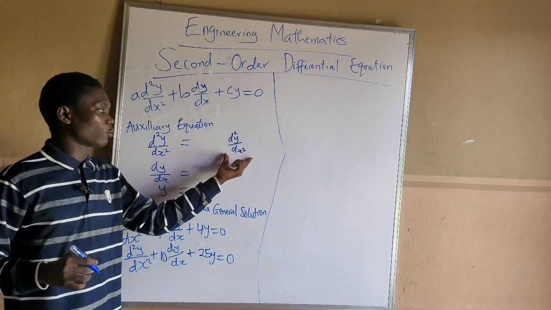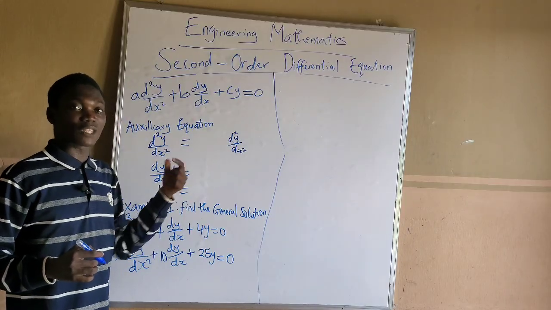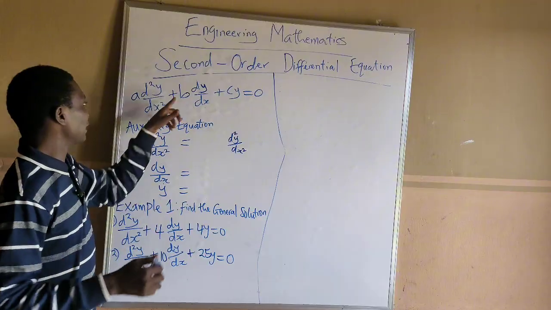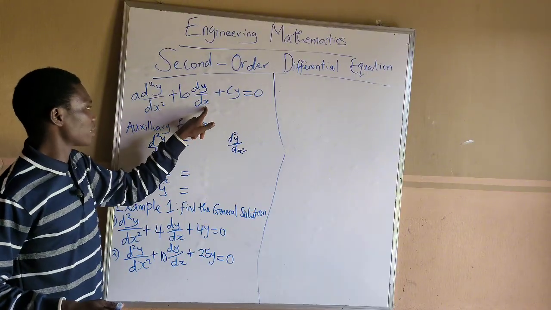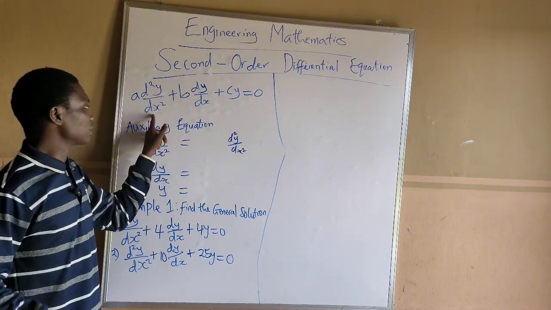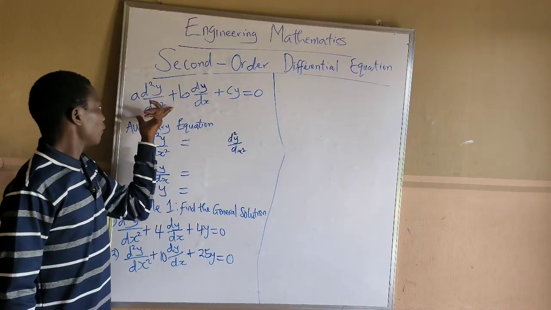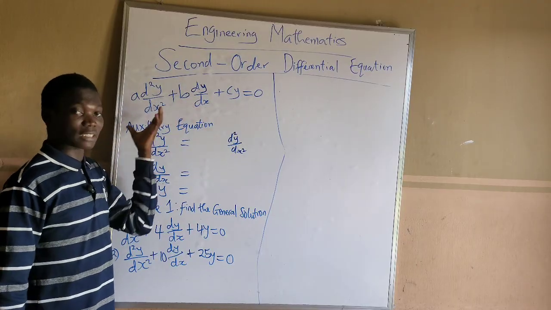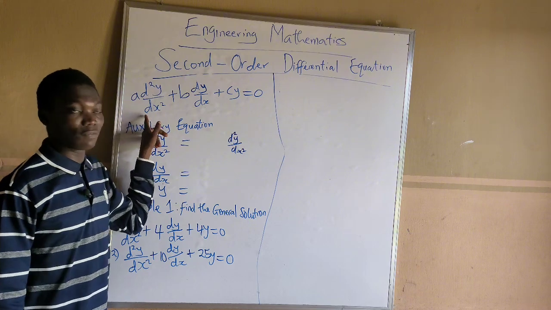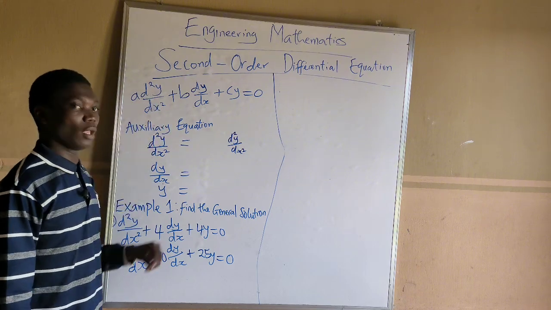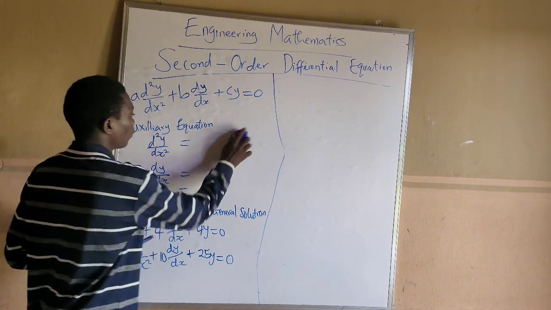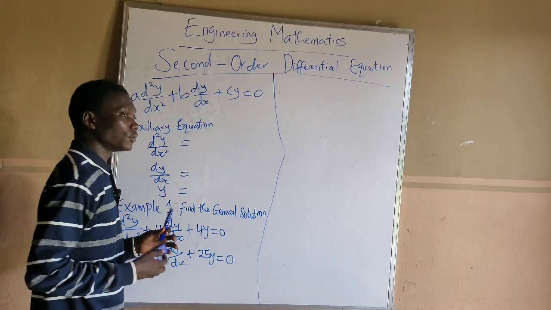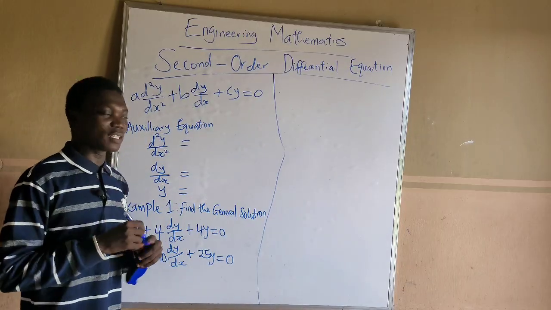If you have this in an equation, it is called what? Second order. Looking at the highest derivative, this is the first derivative, this is the second derivative, so this is the highest derivative. Therefore this equation is said to be what? Second order, because of this highest derivative, which is second order.